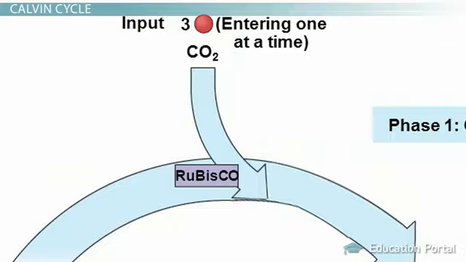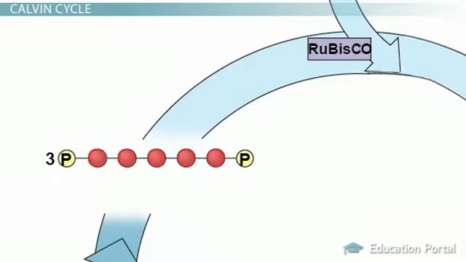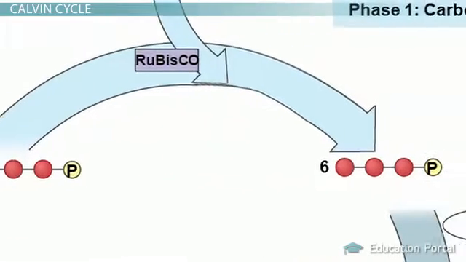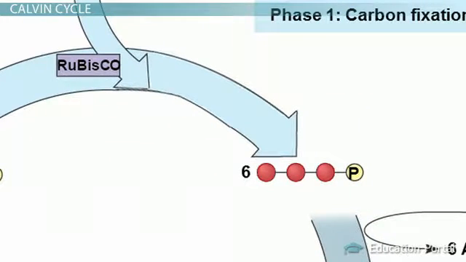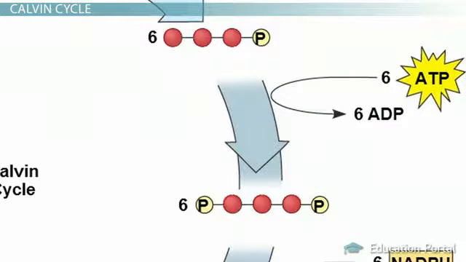Rubisco joins 3 carbon dioxide molecules with 3 5-carbon molecules that each have 2 phosphates, called RuBP. 6 3-carbon molecules are created, each with 1 phosphate. 6 ATP molecules are then used, donating another phosphate to each molecule.